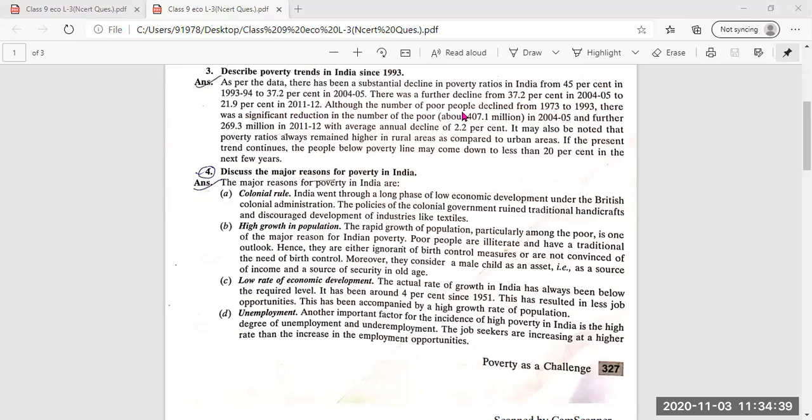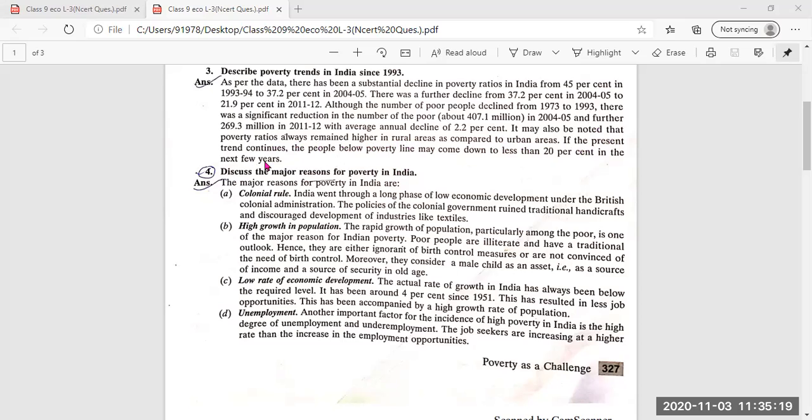Although the number of poor people declined. Now, this decline in poverty ratio means the number of poor people is declining. From 1973 to 1993, there was a significant reduction in the number of poor, and that is in 2004-5. And further, the poverty ratio always remained higher in rural areas as compared to urban areas. Again, the poverty ratio is a little bit higher in rural areas as compared to urban areas. That means we see more poor in rural areas.